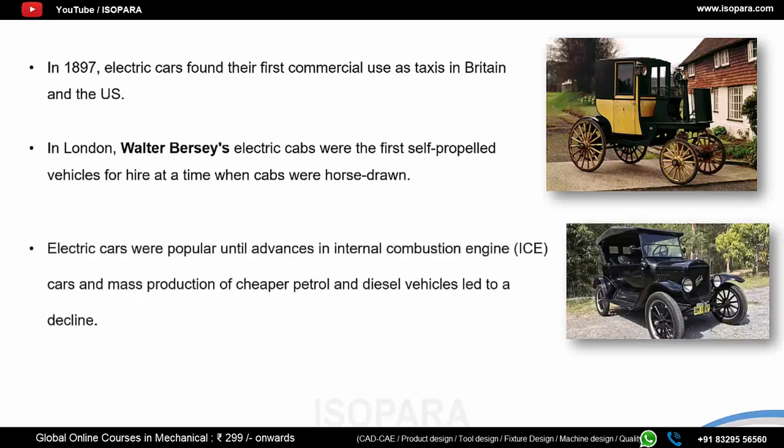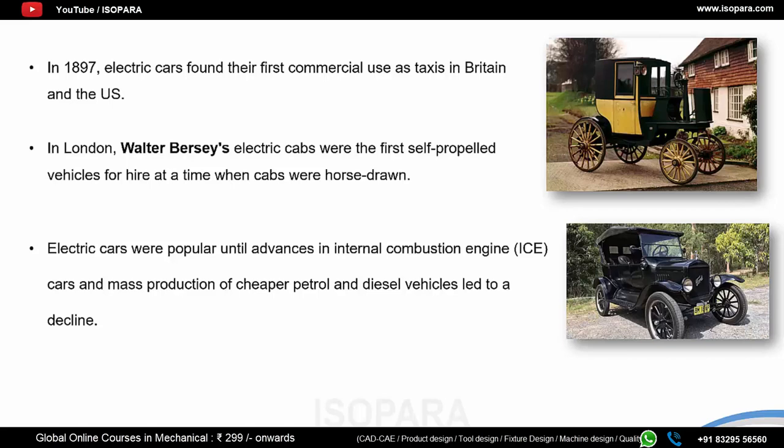But then things started to take a turn. The world started to move towards development. Governments started building broad, solid roads, and these roads meant that people could now travel longer distances at a faster speed. And this is where the electric vehicles fell behind.